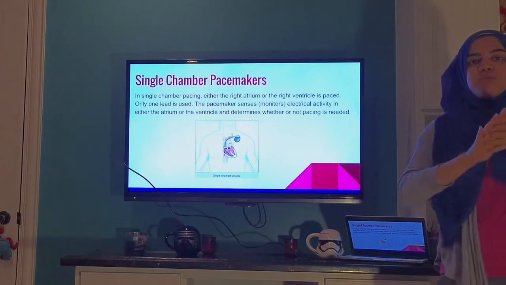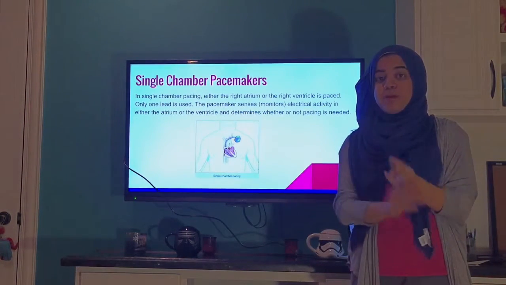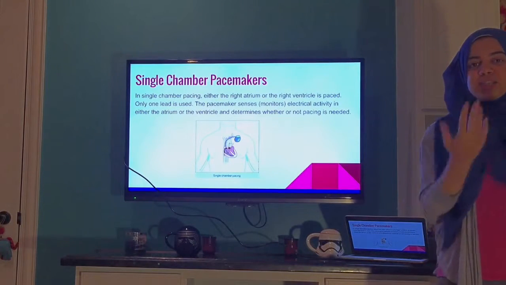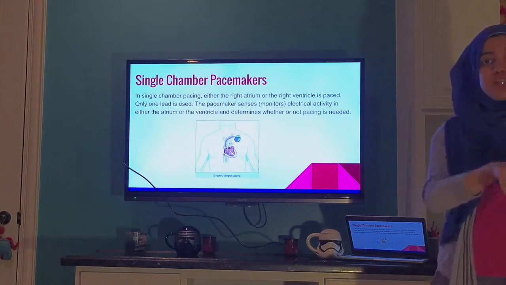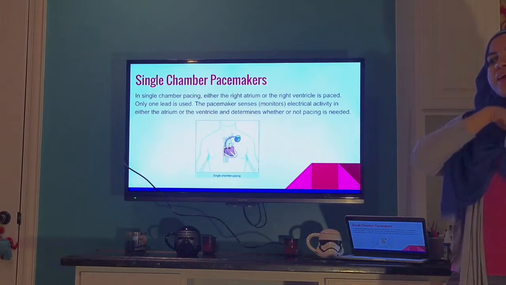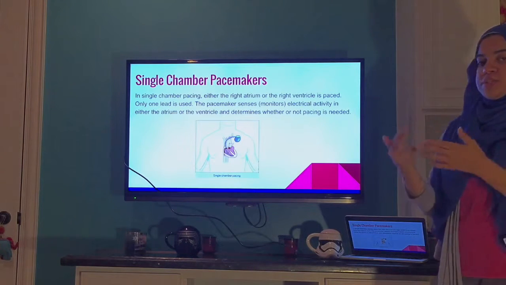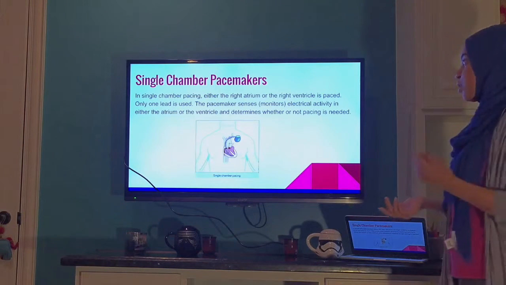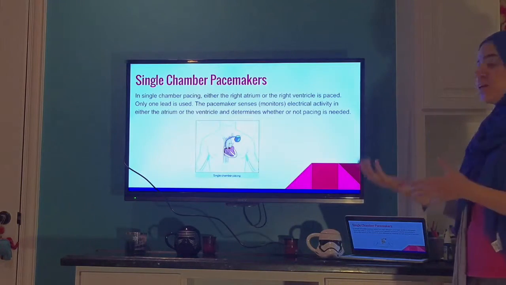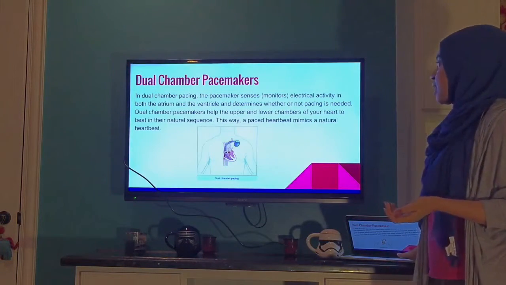So there's 3 types of pacemakers. There's single chamber pacemakers, dual chamber pacemakers, and biventricular pacemakers. Single chamber pacemakers, as the name suggests, will go in through just one chamber of the heart. It's going to enter either through the right atrium or the right ventricle, and it uses only one lead, which is obviously the little node that goes into the heart. And it'll monitor electrical activity to determine the kind of pacing that it's used, as most pacemakers do.